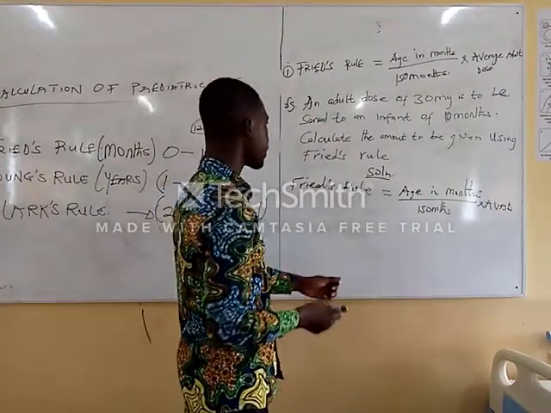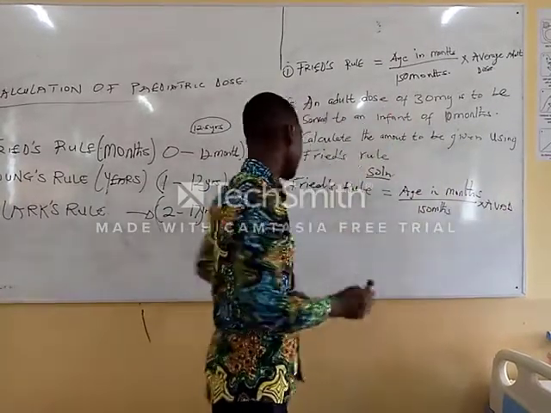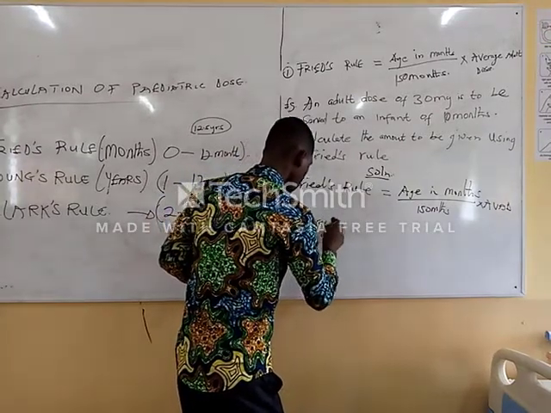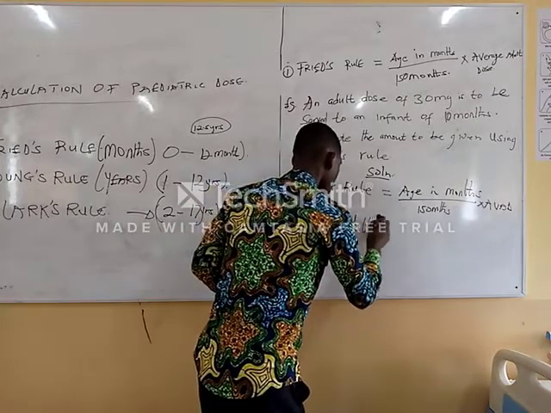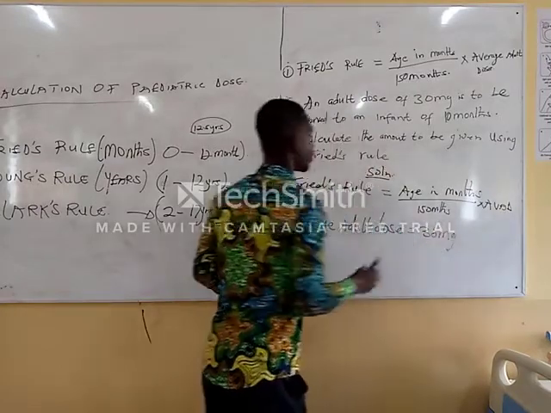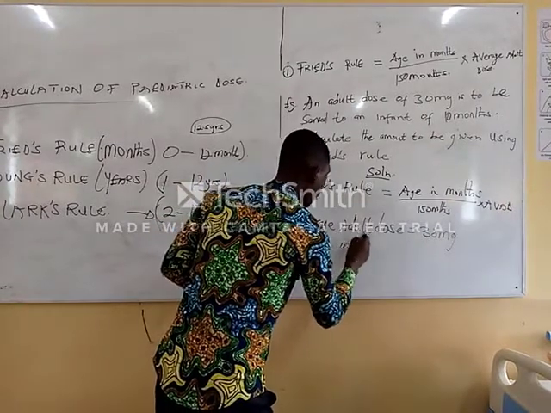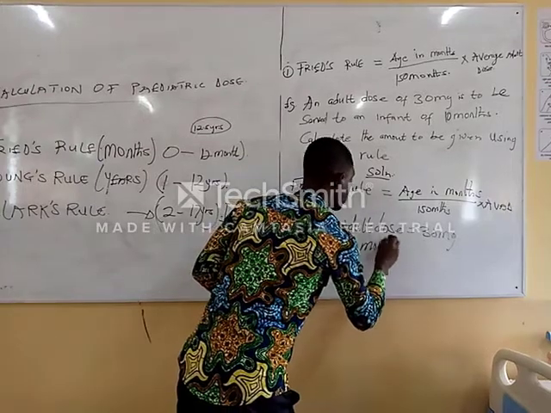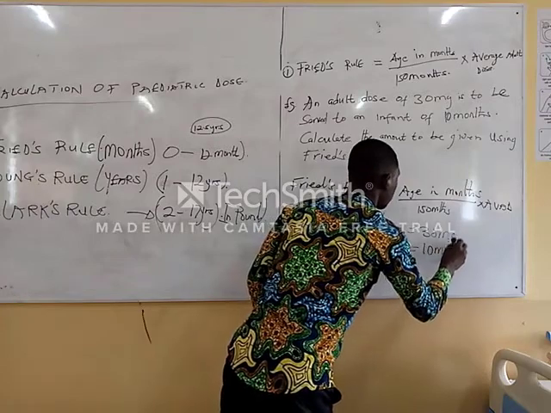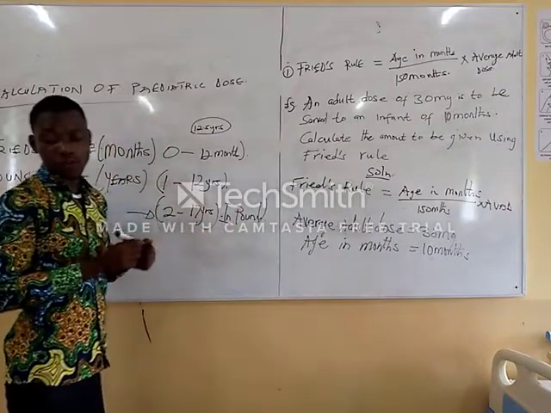The question says an adult dose, so the average adult dose is 30 milligrams. So average adult dose is equal to 30 mg, and age in months is equal to 10 months. So you are going to substitute the values into the formula.